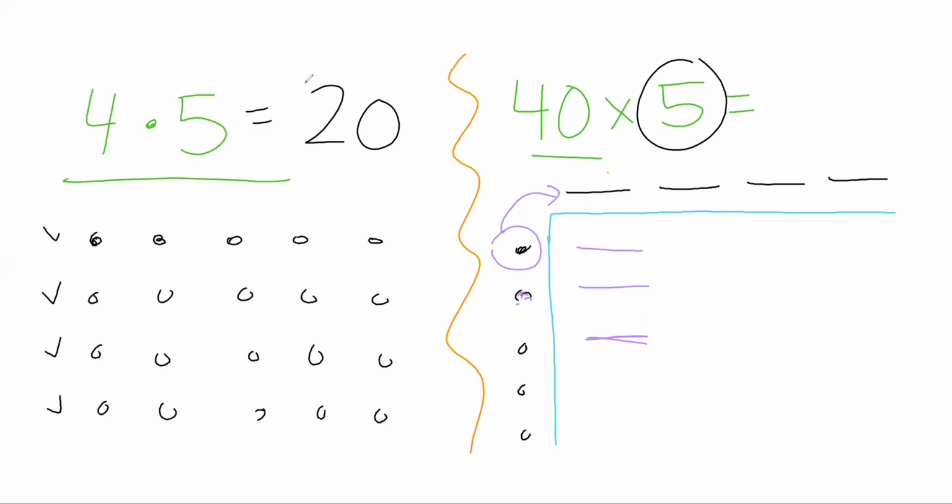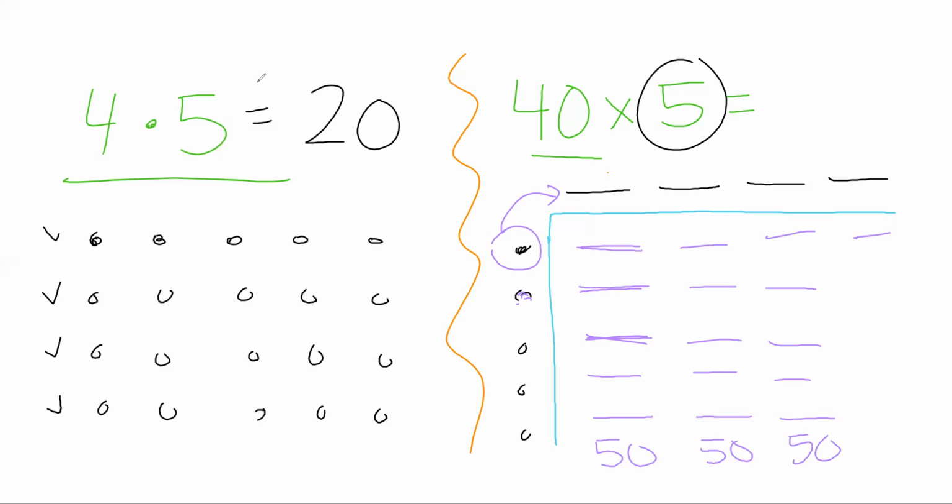Okay, so let's see, where were we? So we got 10, 20, 30, 40, 50. And then this column, 10, 20, 30, 40, 50. 10, 20, 30, 40, and 50. And 10, 20, 30, 40, and 50. And then if I just add all these up, well, this is doubles facts. 50 plus 50 is 100. 50 plus 50 is 100. 100 plus 100 equals 200.